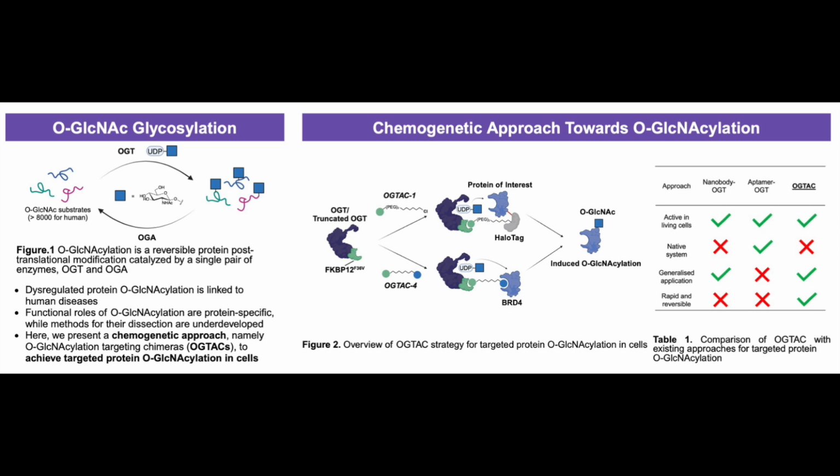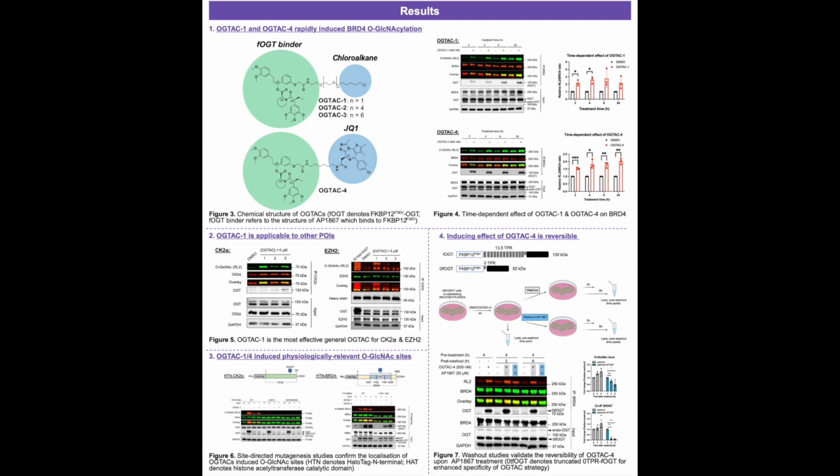And on the right hand side is a comparison between my method and existing methods for targeted protein O-GlcNAcylation. Honestly, all methods have their own strengths and weaknesses, but I think my method highlights outstanding utility of fast and reversible control. Now, I will introduce the details of my results.